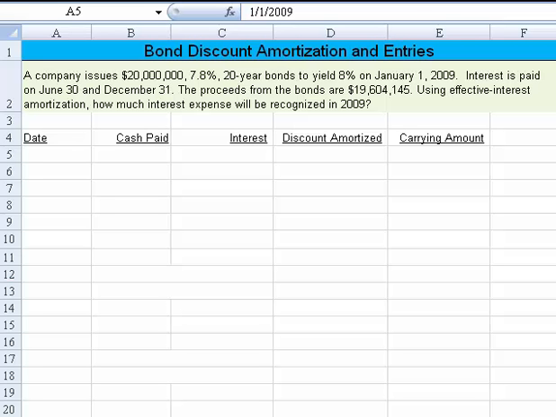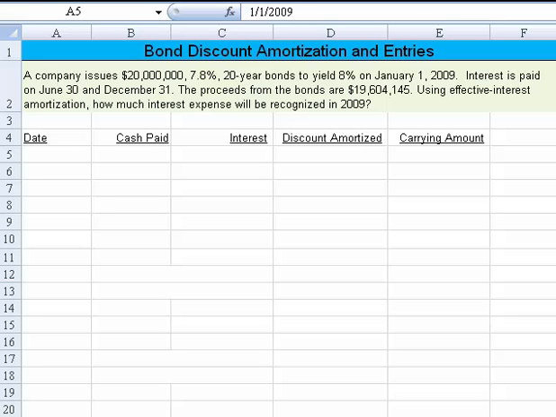A company issues $20 million of 7.8% 20-year bonds to yield 8% on January 1st, 2009. Interest is paid on June 30th and December 31st. The proceeds from the bonds are $19,604,145. Using effective interest amortization, how much interest expense will be recognized in 2009?